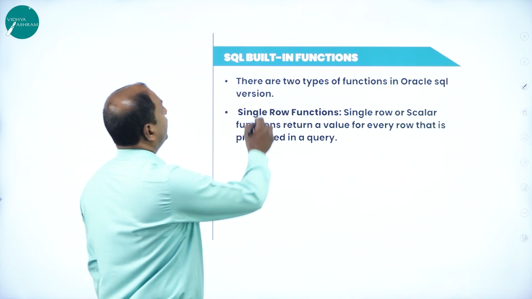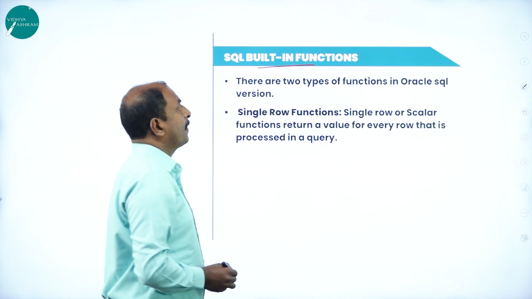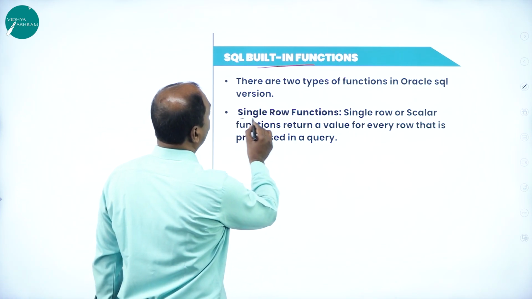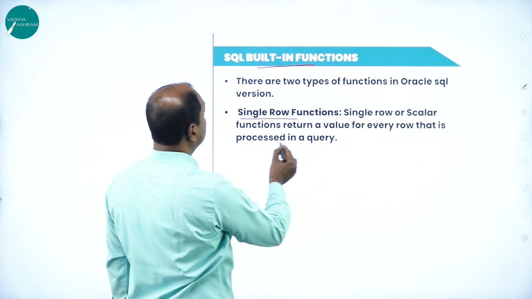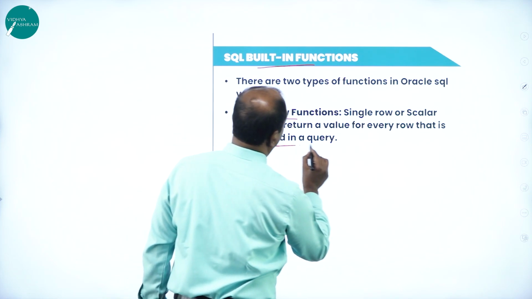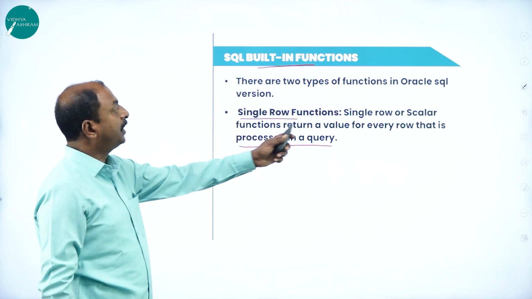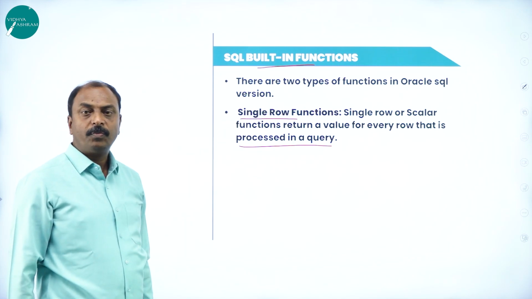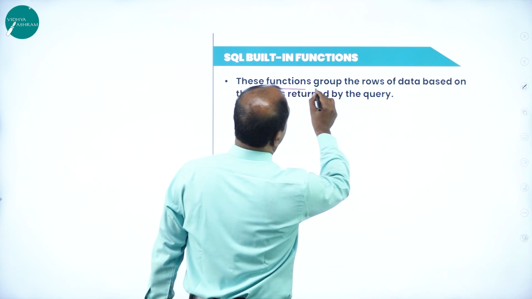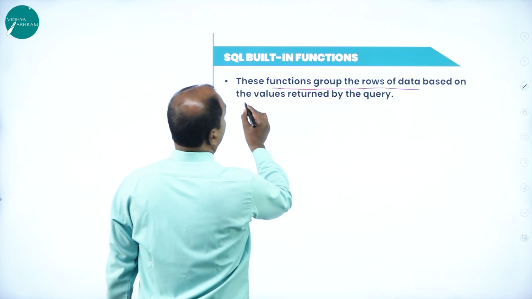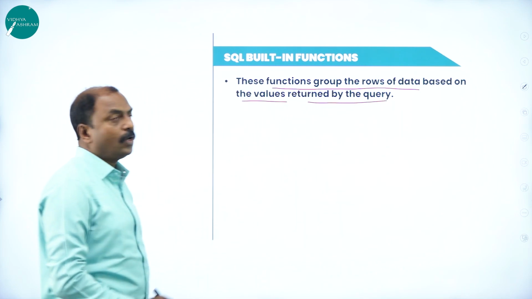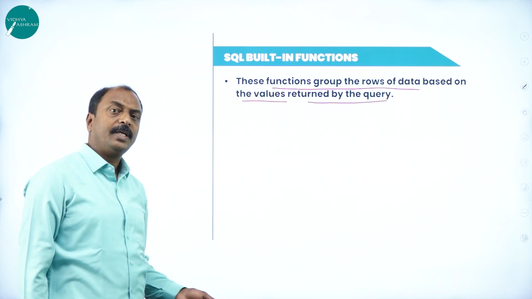Next, we have SQL built-in functions. There are two types of built-in functions. One is the single row function. Single row or scalar functions return a value for every row that is processed in a query. So this is one type of built-in function. The second one is group functions. These functions group the rows of the database based on the values returned by the query. So the first is the single row function, and the second is the group function.